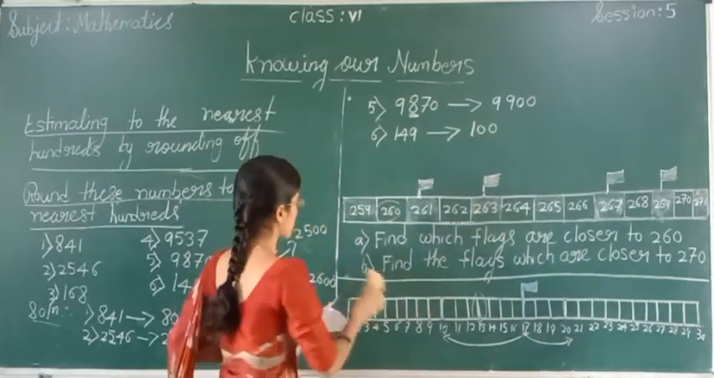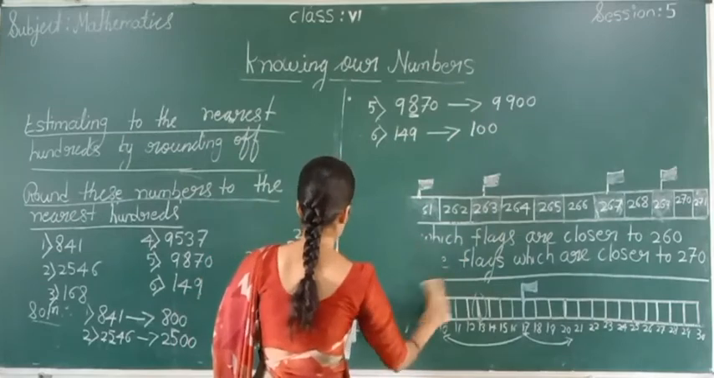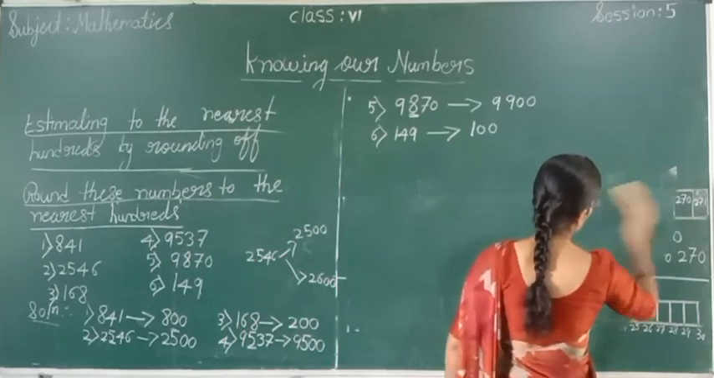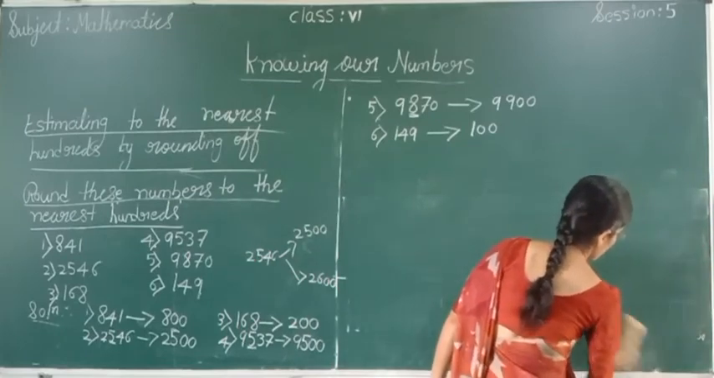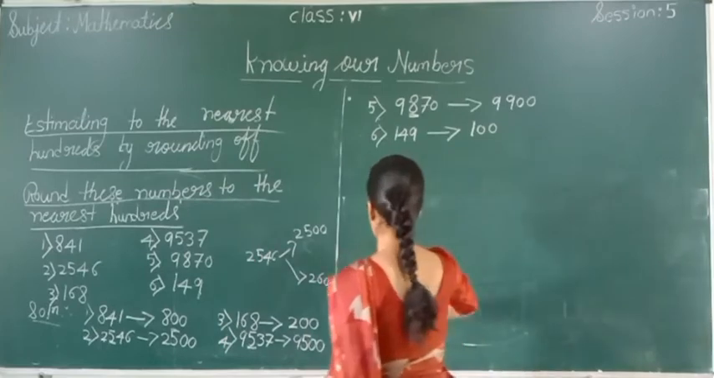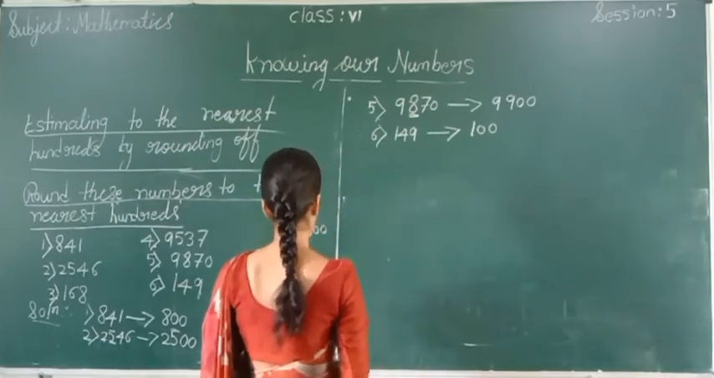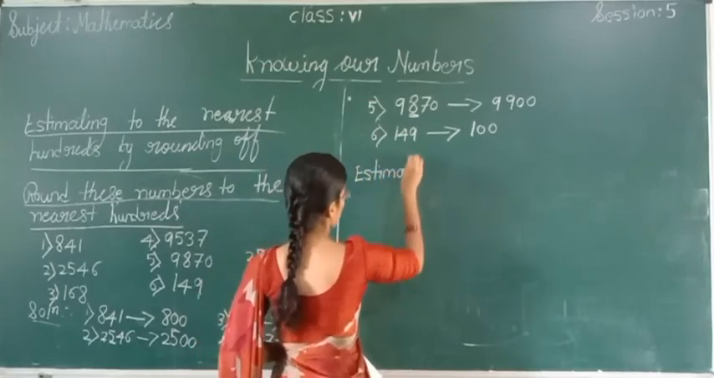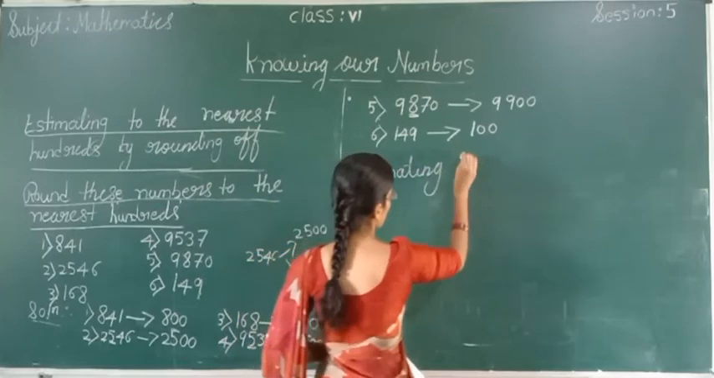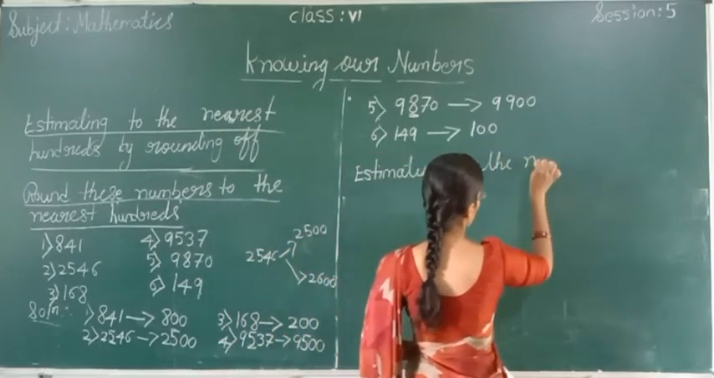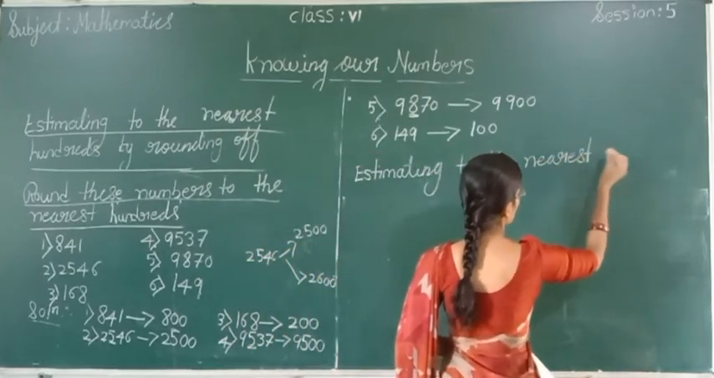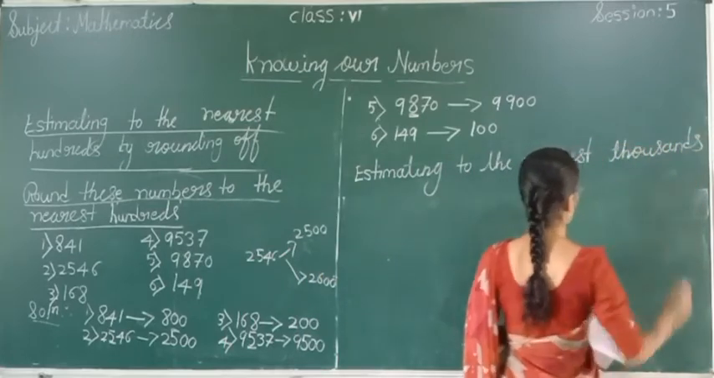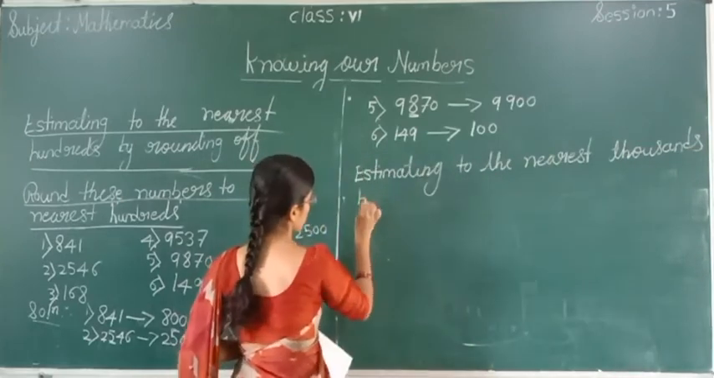Okay. Next we will see estimating to the nearest thousands by rounding off.